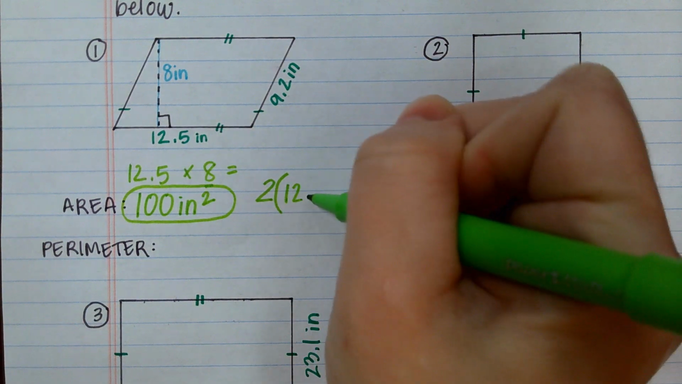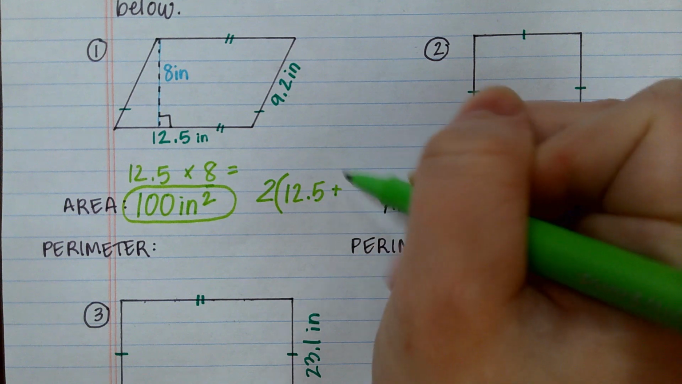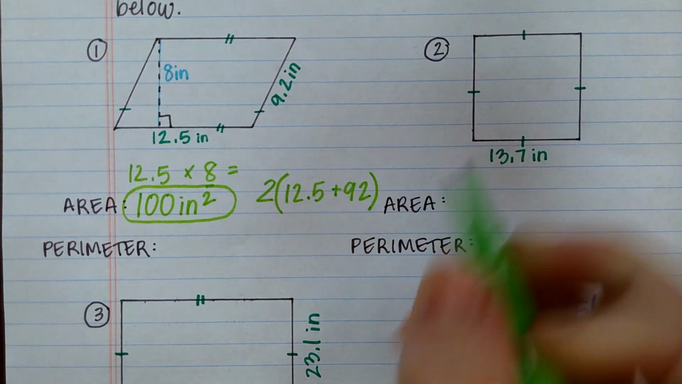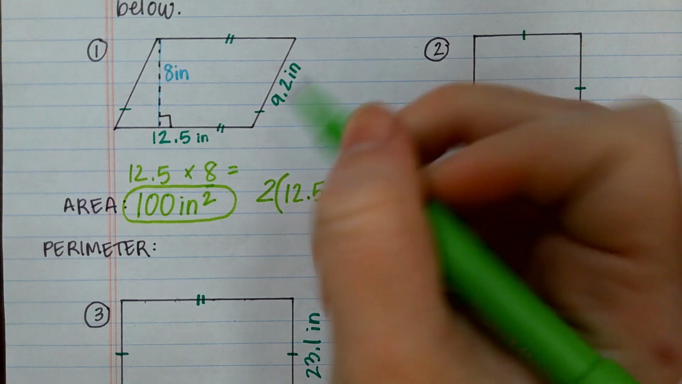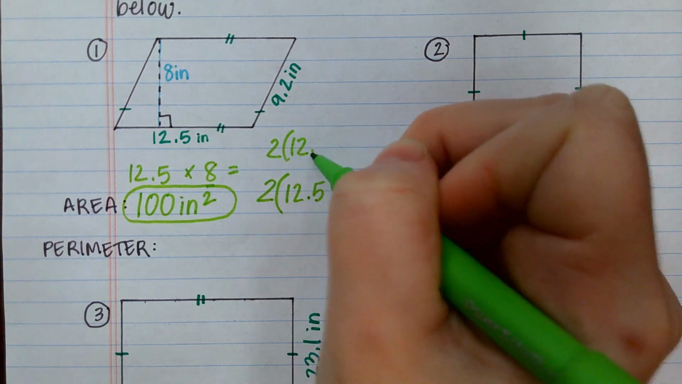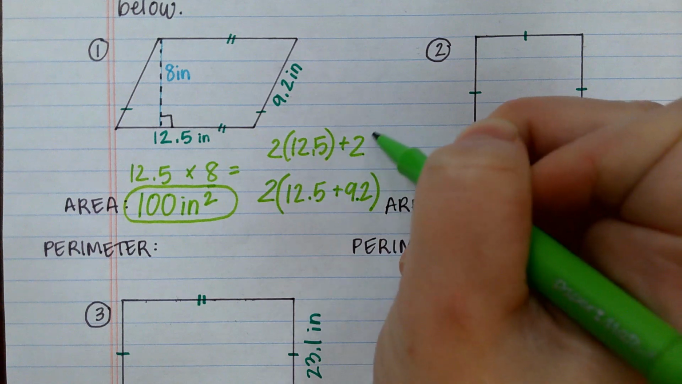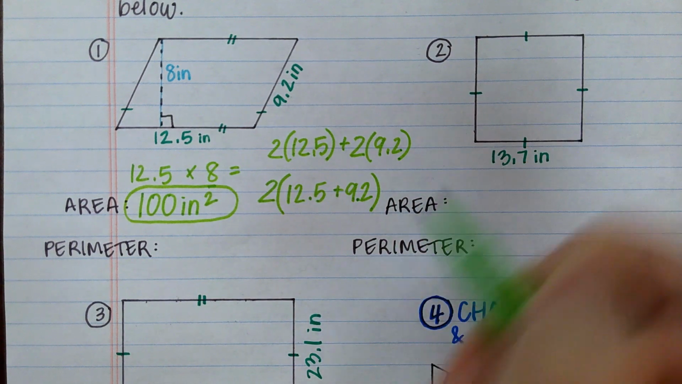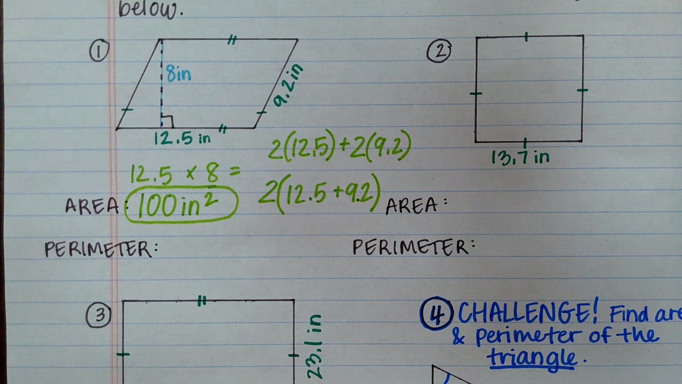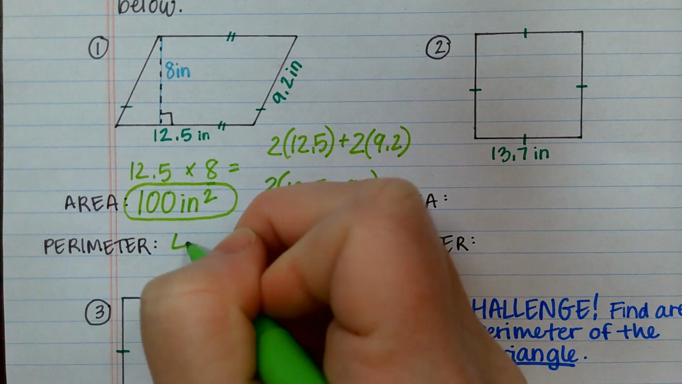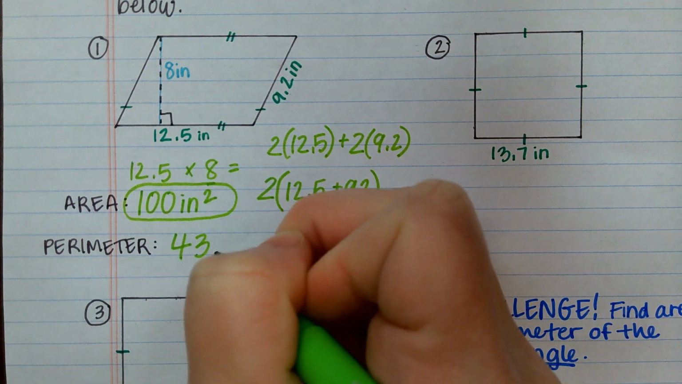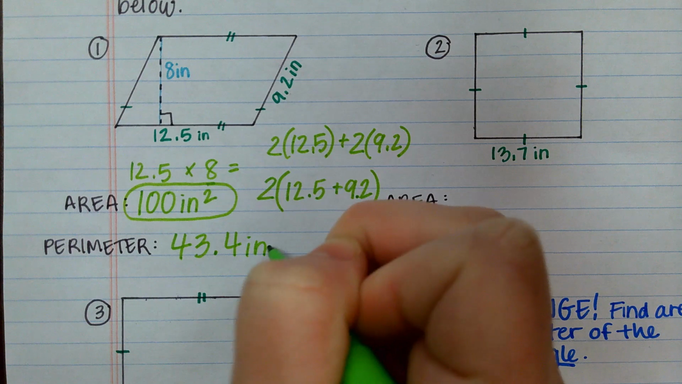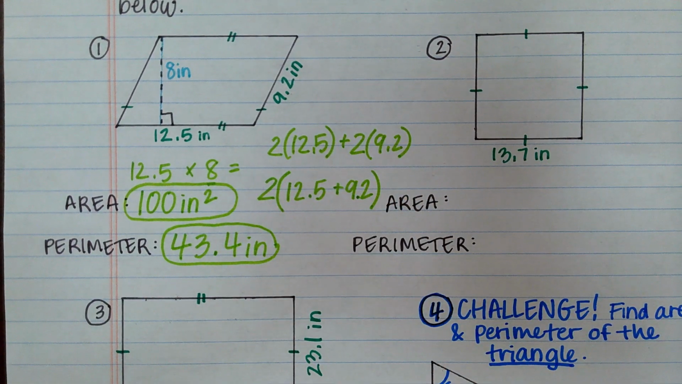Now, I think some people find this a little bit unnatural, writing it in the formula way. And if so, that is totally fine. You could just do this, like you said, and you'll get the same answer. So let's see. I'm going to work that math out. 12.5 plus 9.2. 43.4, perfect. All right, and what are our units? Perfect, inches. 43.4 inches. Excellent.